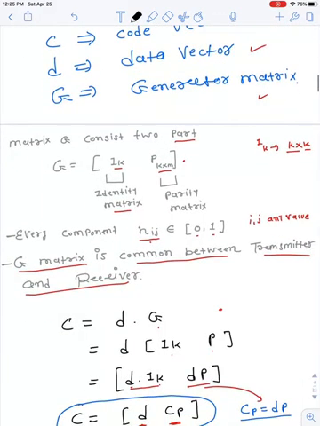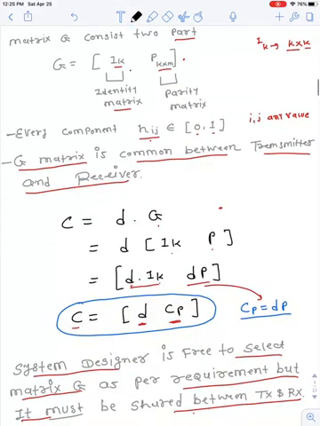The generator matrix consists of two parts. The first part is the identity matrix and the second part is the parity matrix, as we have learned so far. If G is defined in two parts, the identity matrix and the parity matrix, and D is multiplied with it, then D is multiplied first with Ik, which produces the same D, and then D is multiplied with the parity matrix P, that is D into P, which is defined as CP. So C consists of two parts. The first part is the data part, and the second part is the CP part, which is obtained by multiplying the data matrix D with the parity matrix P.